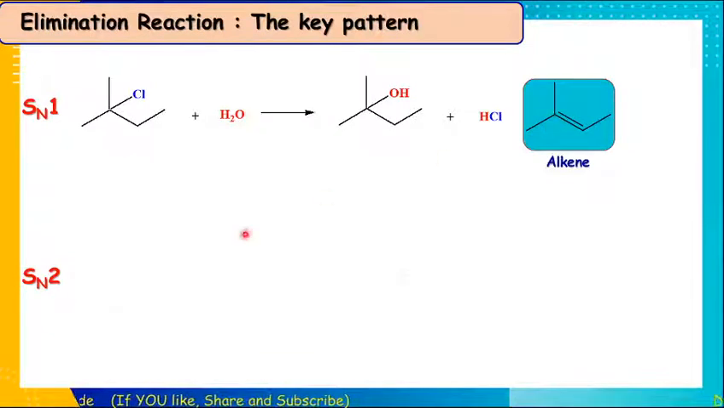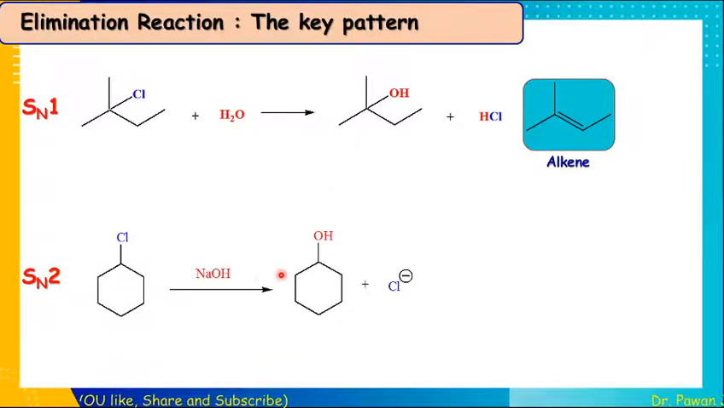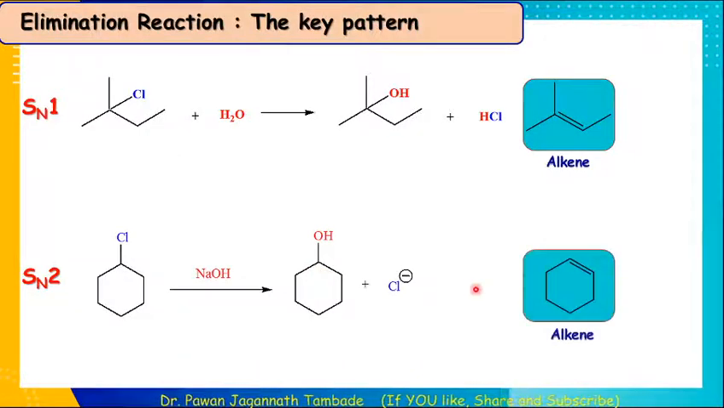In the same way, this is an example for an SN2 reaction where this secondary alkyl halide is allowed to react with a strong base like NaOH and we will get this cyclohexanol as a substitution product. In this reaction as well, this substitution product is accompanied by some alkene as a byproduct or side product. So this is again an elimination product which we can observe in a substitution type of reaction.